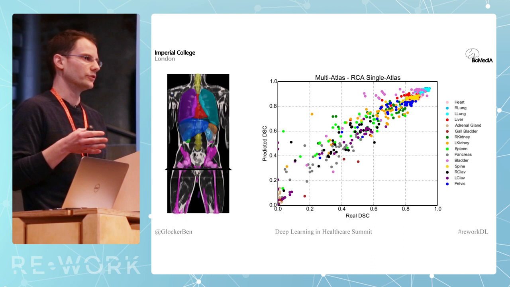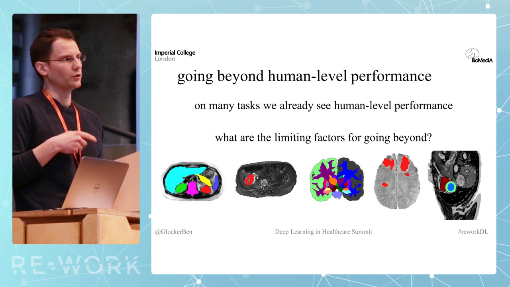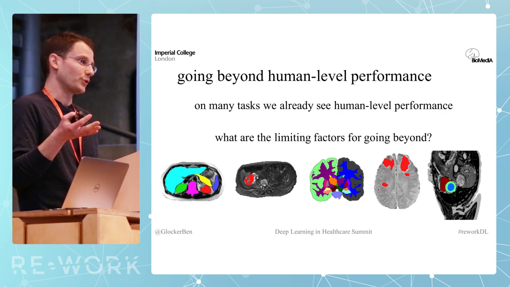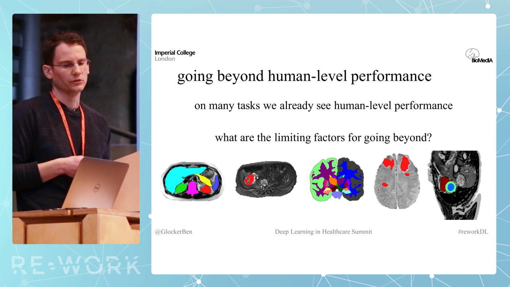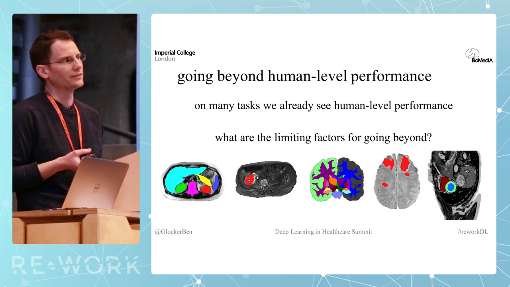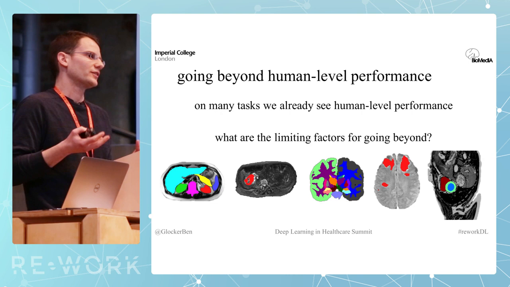So now the last challenge I want to discuss is how can we go beyond human-level performance? Although there's a lot of talk about reaching human-level performance for many tasks, the question is how can we go beyond, and what are the limiting factors, in particular in medical imaging? Obviously, it's somewhere in the data that is generated where we say we have ground truth. We never have ground truth. We have something that an expert provided us.